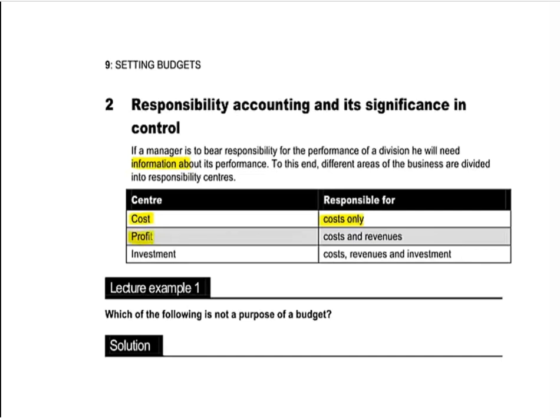In a profit centre, managers are responsible for the costs, but also for driving and maximising revenues so that they can maximise profitability. The final type of responsibility centre is that of an investment centre. Here the manager has control over everything, so costs and revenues, but also investments. So it's like a mini autonomous business.